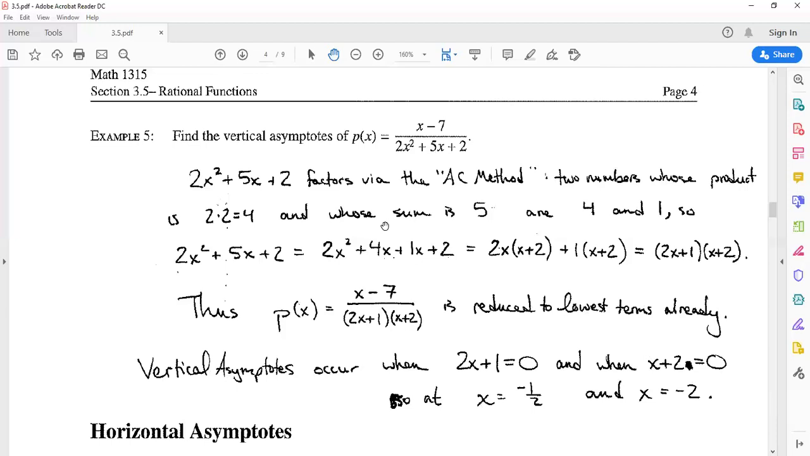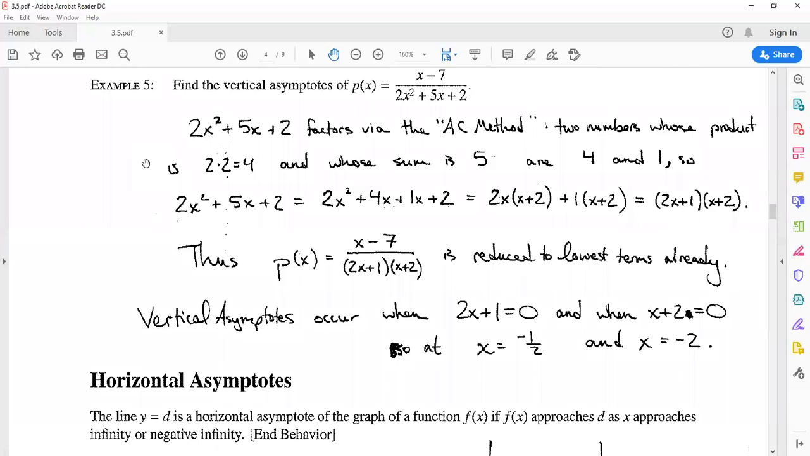So stay tuned for this second part of this lecture, where we will discuss not vertical asymptotes, but horizontal asymptotes. We'll see you then.